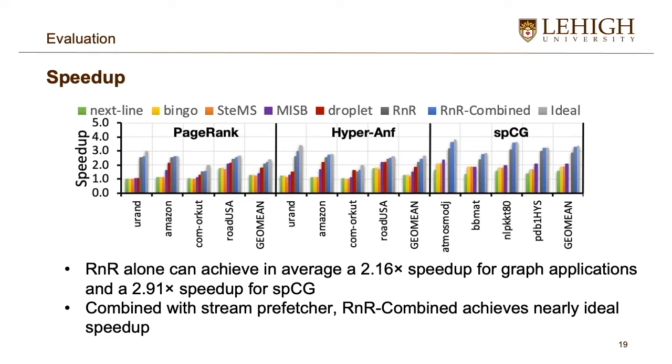For performance, the proposed RnR prefetcher alone can achieve on average a 2.16 times speedup for graph applications and a 2.91 times speedup for an iterative solver, sparse CG, as compared with the baseline without a prefetcher. When combining the RnR prefetcher with a streaming prefetcher that covers streaming access, the combined RnR achieves performance close to the ideal case, which has no L2 cache misses.